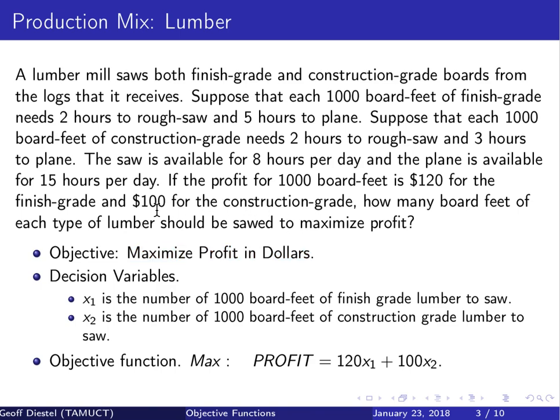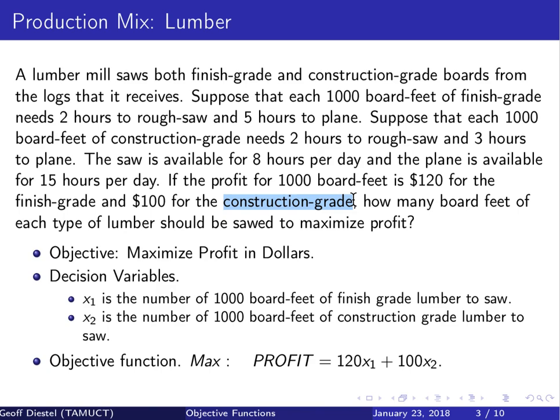So going back to this information, how do we get profit? Well, what do they sell? They sell different kinds of lumber. And there's two described here. If the profit for 1,000 board feet is $120 for the finished grade and $100 for the construction grade, that's telling us exactly how many variables we have and what they mean, and how much profit we get for each of those. So since we have two variables, one is for a type of lumber called finished grade, and one is for a type of lumber called construction grade.